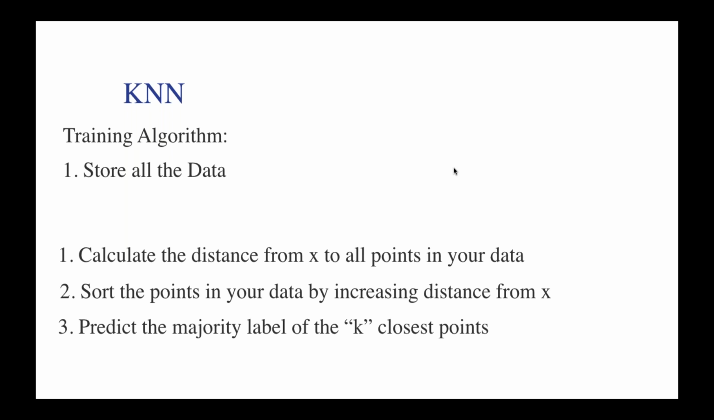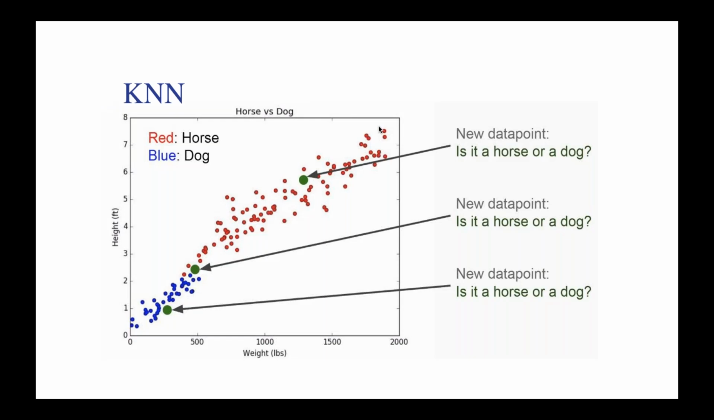calculate the distance from x to all points in your data. Okay, so here what is x? All these green points are x. Let's take any one green point, let's take the top green point. That is our x. Step number one is to calculate the distance of all other points to the test point, that is, the top green point.